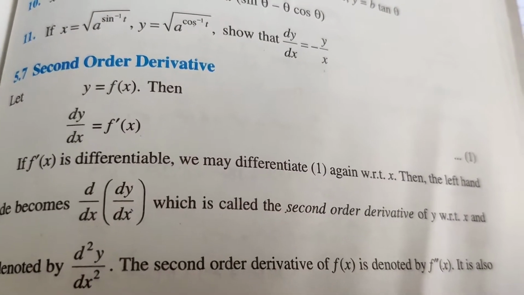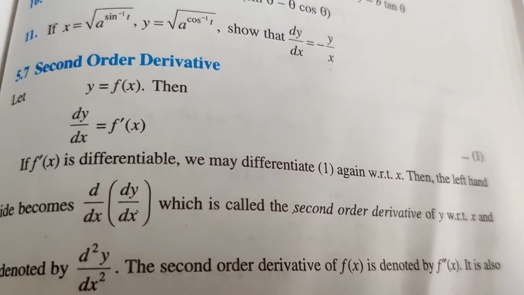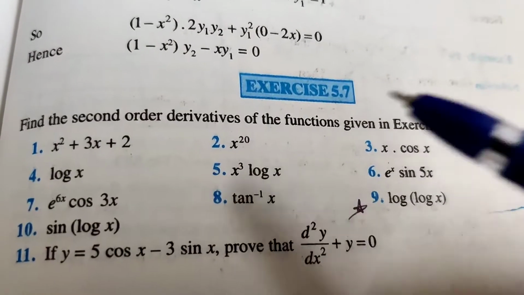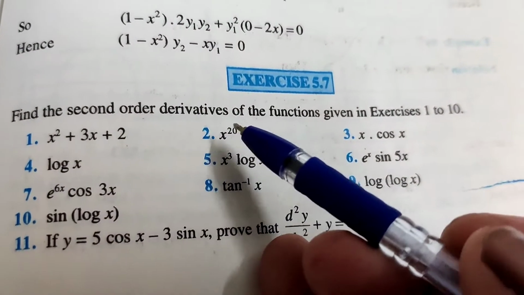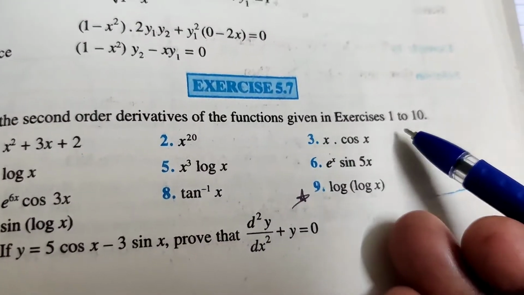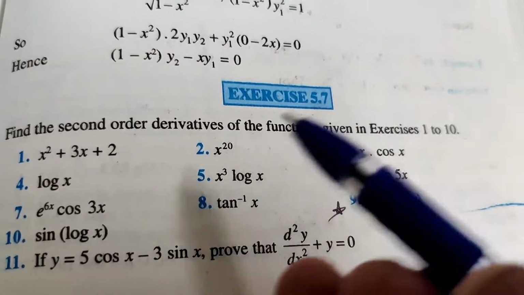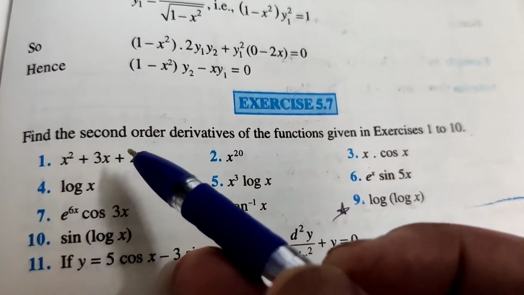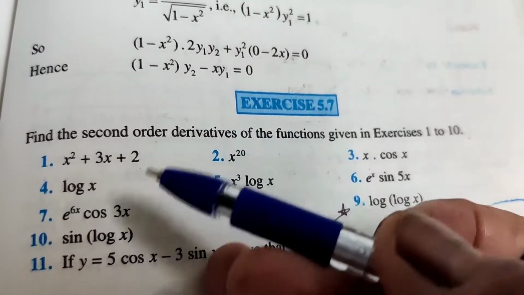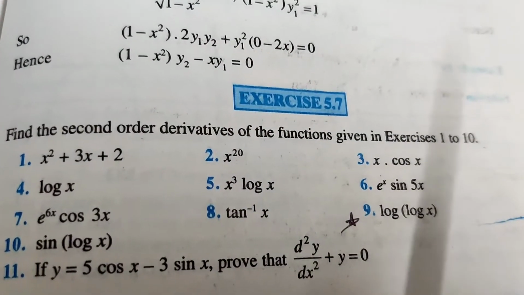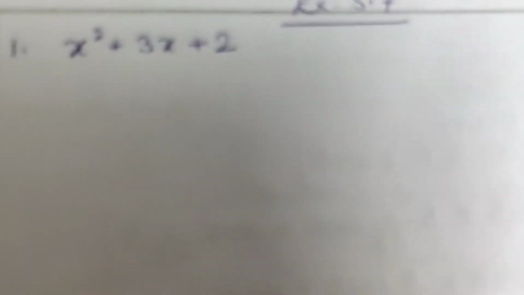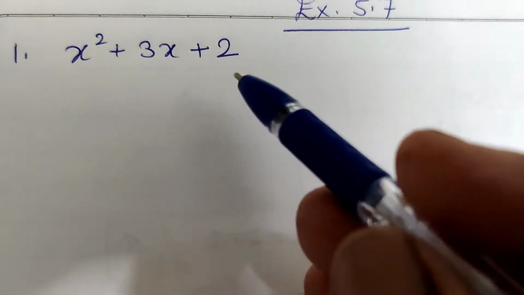Now exercise 5.7, question number 1. Find the second order derivative of the functions given in exercises 1 to 10. Just differentiate two times, first dy over dx and again dy over dx. Question number 1 is x square plus 3x plus 2.